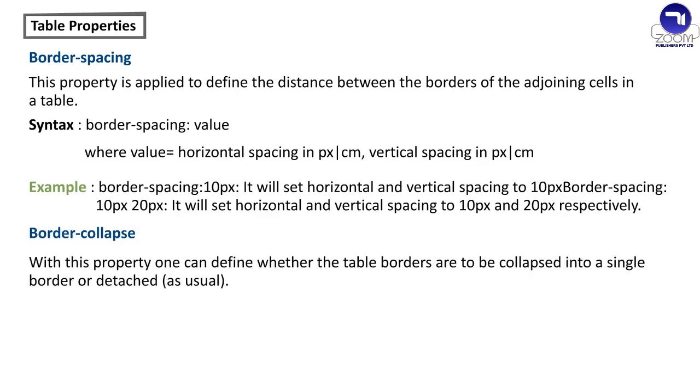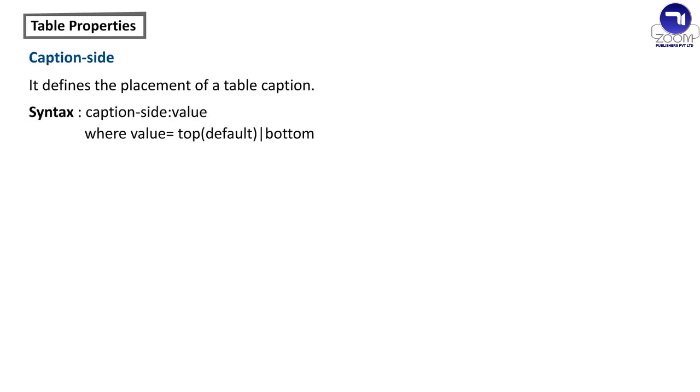Border collapse. With this property, one can define whether the table borders are to be collapsed into a single border or detached, as usual. Syntax: border-collapse: value, where value is equal to separate or collapse. Caption side. It defines the placement of a table caption. Syntax: caption-side: value, where value is equal to top, default, bottom. Example: caption-side: bottom.